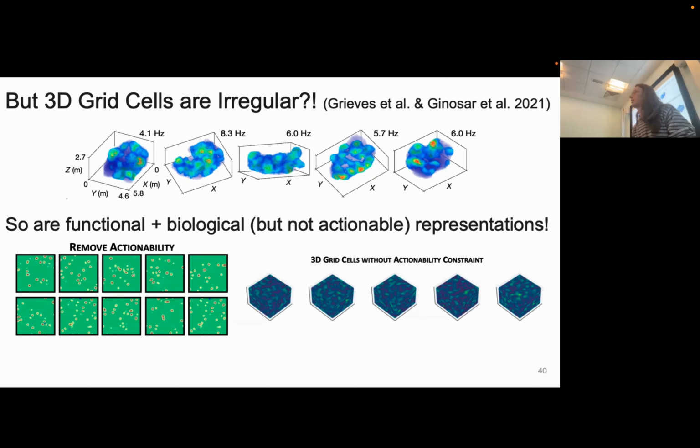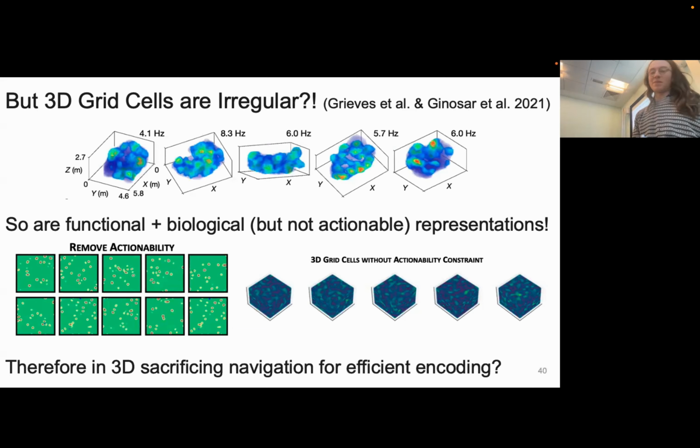That would mean all the things we think grid cells are good for suddenly go away. Right? In this 3D space, yeah. That's exactly it. So maybe you're in 3D sacrificing navigation for efficient encoding, but only in 3D, perhaps not 2D, because it's more pixels. I guess that would be something like the argument.